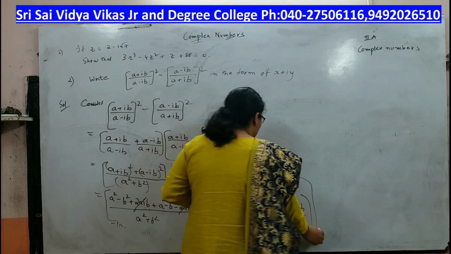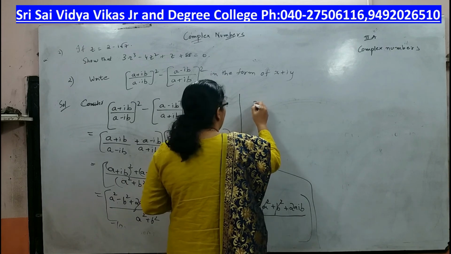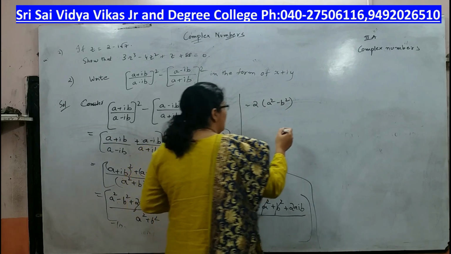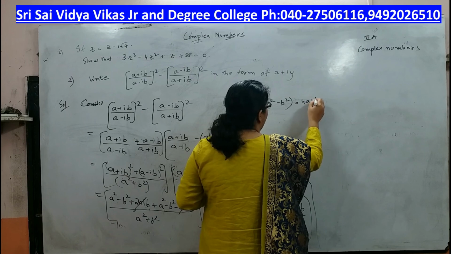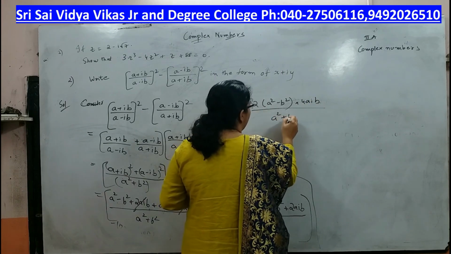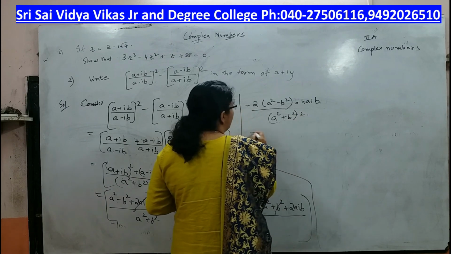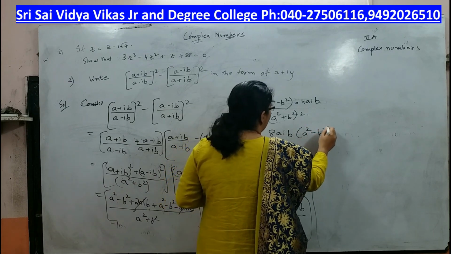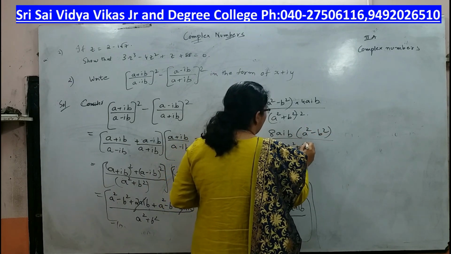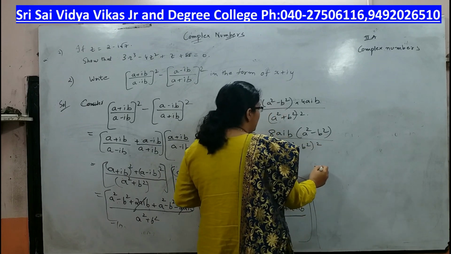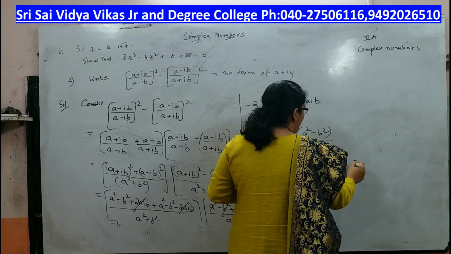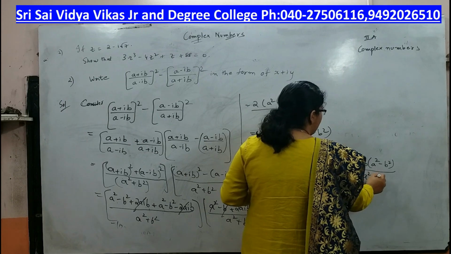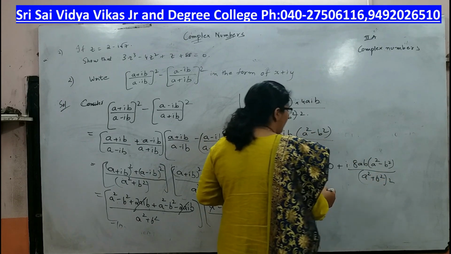So what you have here is 2 into a square minus b square, into 4aib by (a square plus b square) whole square. So that is nothing but 8aib into (a square minus b square) by (a square plus b square) whole square. This can be written as 0 plus i into 8ab into (a square minus b square) by (a square plus b square) whole square. So this is in the form of x plus iy.